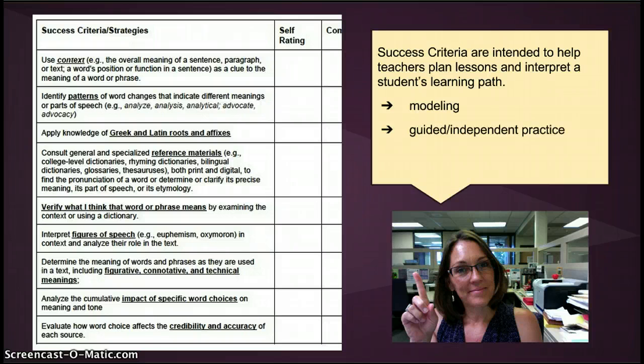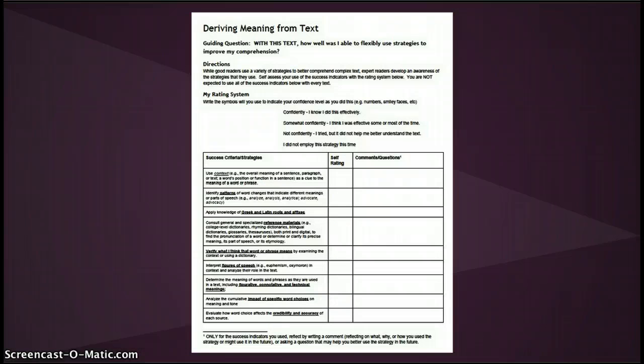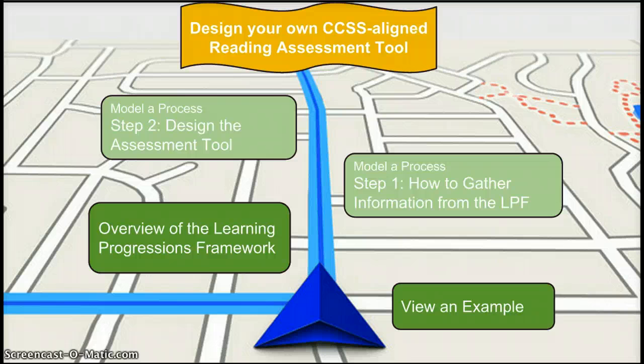This success criteria is in the form of a self-assessment tool, but I could also use the language and other forms of assessment. For example, I could turn these descriptors into a rubric. All of the information that is on the self-assessment tool is from the Learning Progressions Framework, which leads to our next destination, which is to provide you an orientation to the framework itself.